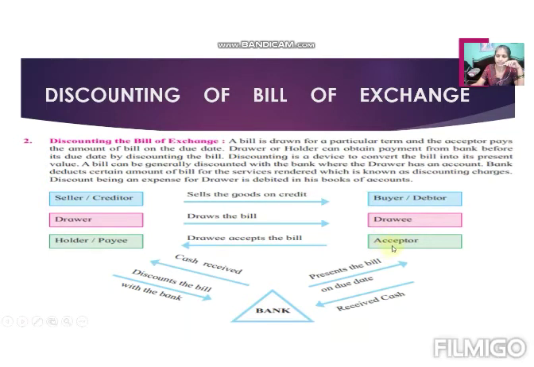That's why here we wrote acceptor, but the acceptor is the same person, the drawee. After accepting the bill, he hands over the bill to the holder or drawer. Up till now, the drawer is only holding the bill. But the drawer is in need of finance, so he approaches his bank and hands over the bill to the bank. What is written over here? The drawer discounts the bill with the bank. Which bank? The one where the drawer has an account.